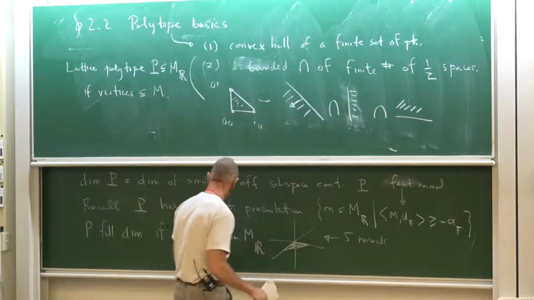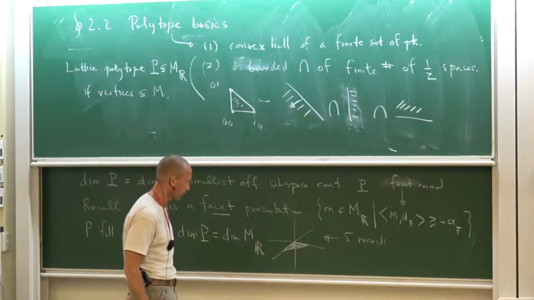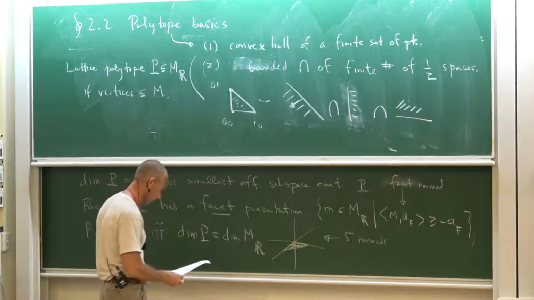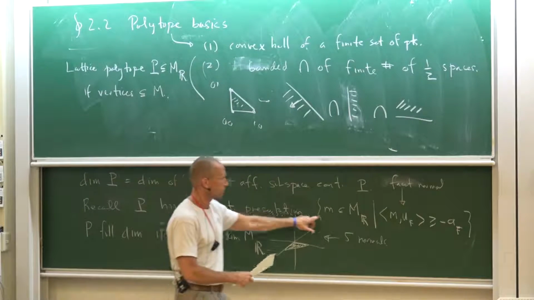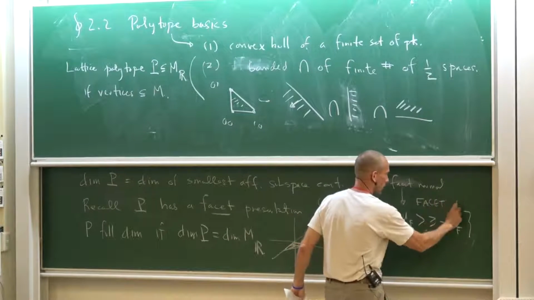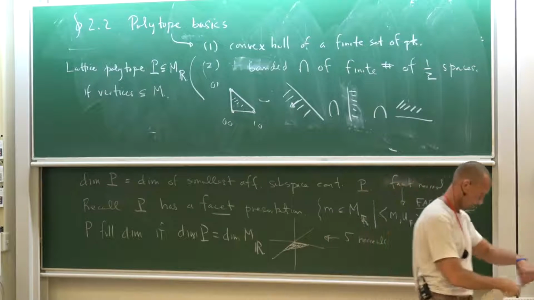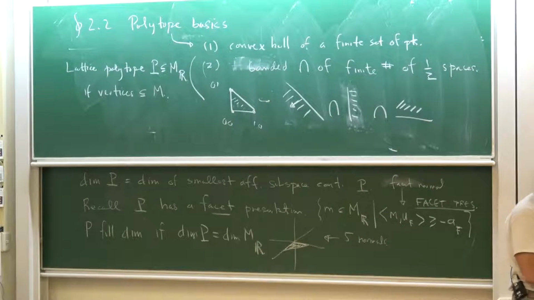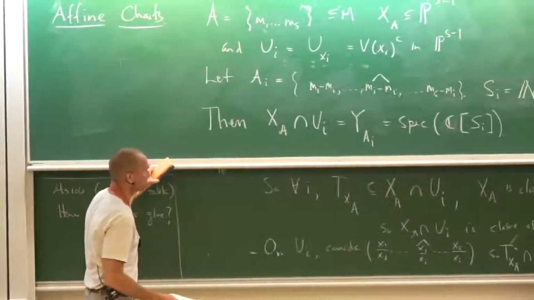And in particular, you can see this is a two-dimensional polytope, so this is not a full-dimensional polytope, which is kind of obvious. Oh, and the other thing I wanted to say is this is called the facet presentation. 5 minutes, and we have just a couple more little things to define for polytopes.